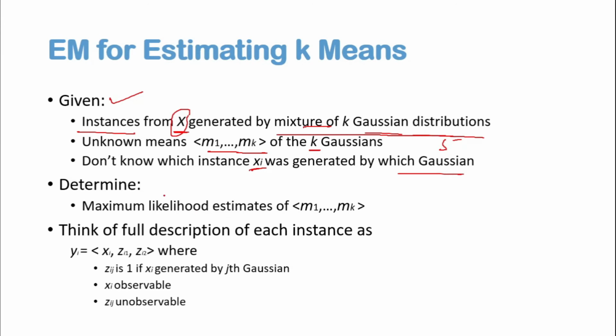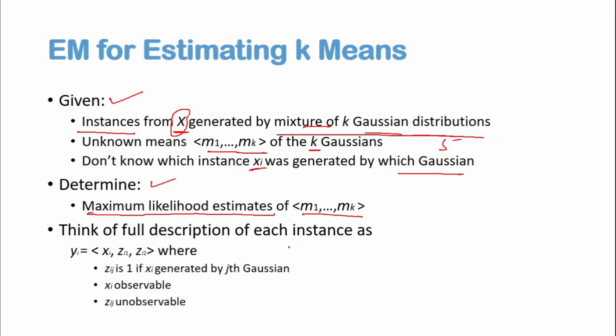So what we need to determine is the maximum likelihood estimates of these means. What is the maximum likelihood estimation for these means which have been generated by these Gaussian distributions? That is what we need to determine.